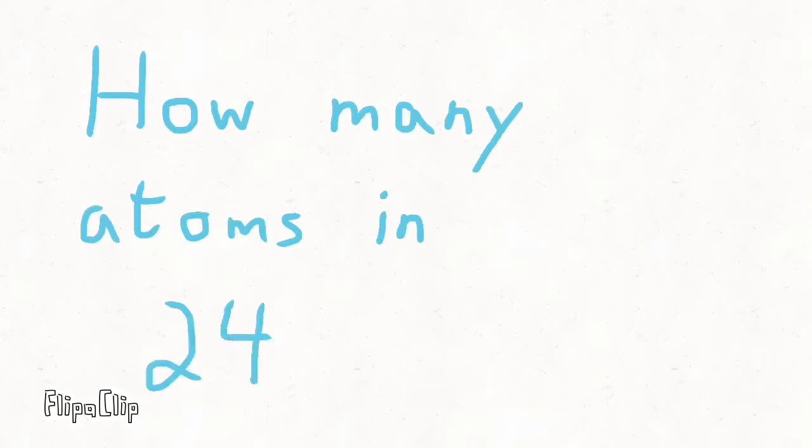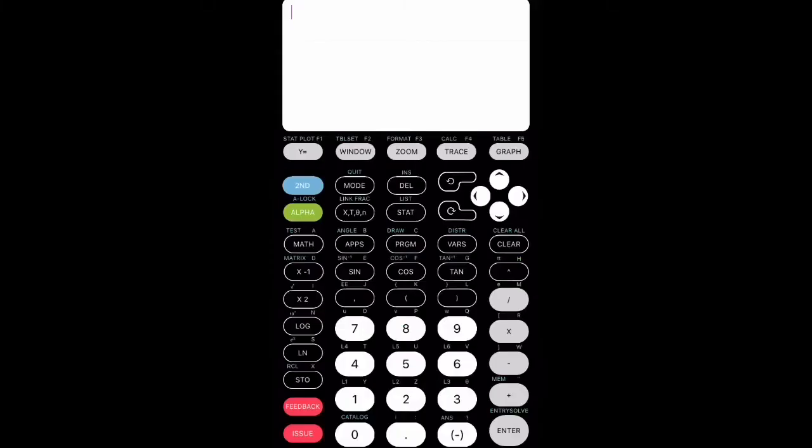So if we ask you how many atoms are in 24 moles, we want you to be able to use your calculator and realize that you're supposed to get a very large number when you multiply 24 times 6.02 times 10 to the 23rd. Now there's a couple ways to do times 10 to the 23rd.